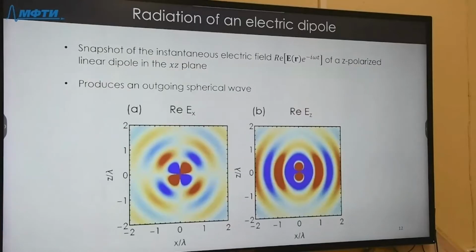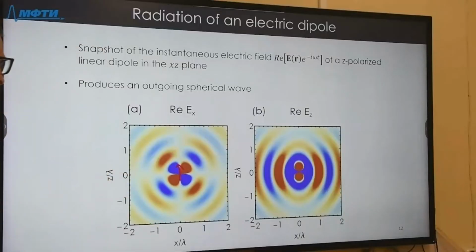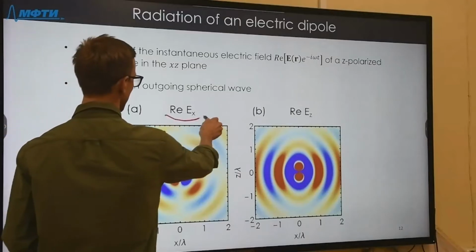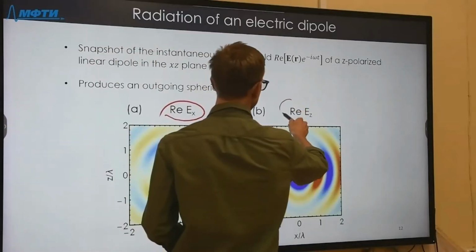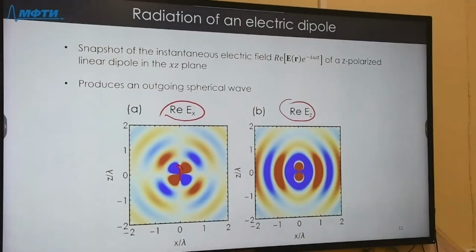So this is the snapshot of the instantaneous value of the electric field created by a source polarized along the z-axis, located at the 0 point of our Cartesian system. This is the x component of the electric field. This is the z component of the electric field. So, well, this is the typical structure of the electric field of a point dipole.